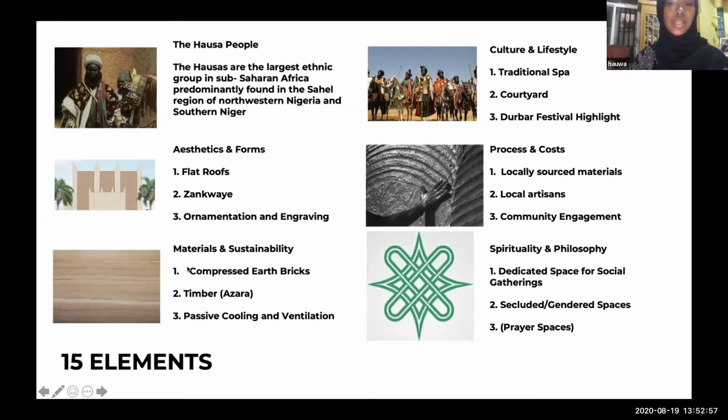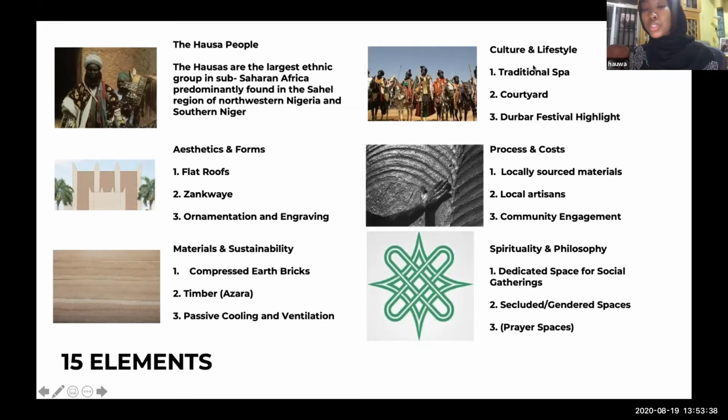For materials and sustainability, Hausa architecture is commonly constructed using tubali, or these conical shaped earthen blocks. So for my project, I decided to use compressed earth bricks, and also incorporate the use of timber, or azarat, as it is known in Hausa. And for sustainability, through the layout of the resort, I wanted to incorporate passive cooling and ventilation techniques, which is very important for the climate where the resort is located.